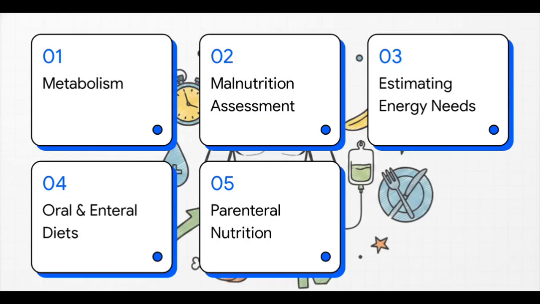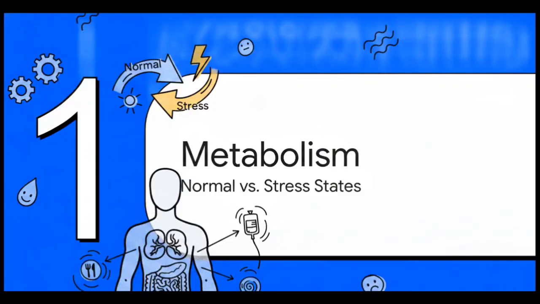We're hitting normal and stress metabolism, malnutrition and clinical assessment, estimating energy needs, oral diets and enteral support, and finally, parenteral nutrition and its complications. Starting right off with Section 1, normal and stress metabolism. Because before you even think about feeding a patient, you've got to understand their exact physiological state.